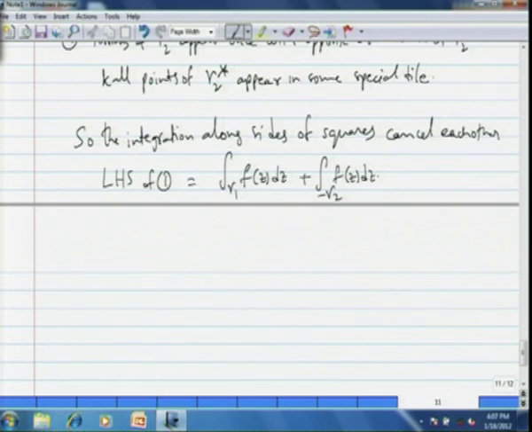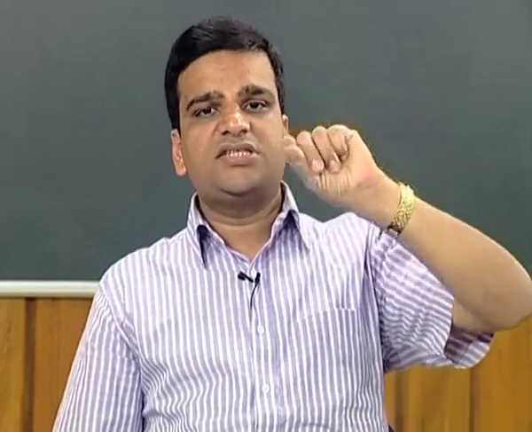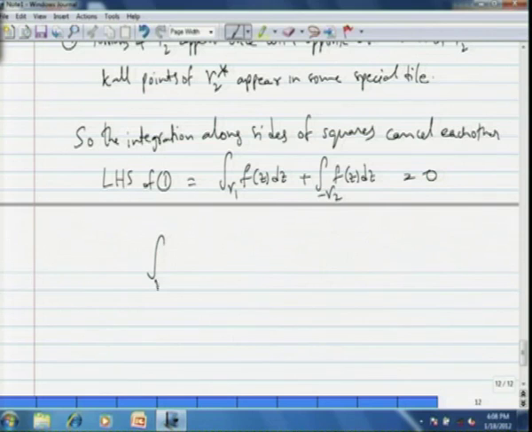And the right hand side of course is 0. And when you have all these sides of squares, the integration cancels. So, as a result we have that the contour integral on gamma 1 of f of z dz is equal to the contour integral on gamma 2 of f of z dz. And that is proof for the smooth version at least. And that completes the proof of Cauchy's theorem.